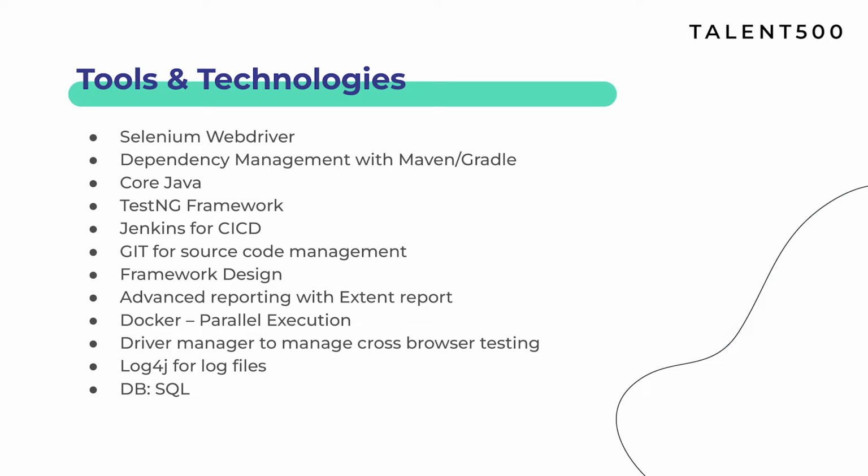Then DB or SQL, 100% guys, you should have knowledge in database. I have written SQL because this is the one most used, but I have recently learned PostgreSQL also. This is also good. MongoDB also I have learned. This is also cool. But yes, database knowledge is very important, guys. Why? Because nowadays the market is moving from UI automation towards service or API automation. That's why knowledge in database is very important.